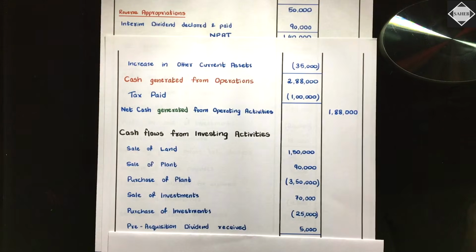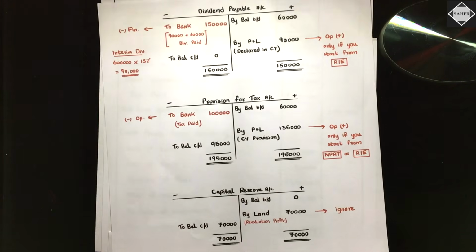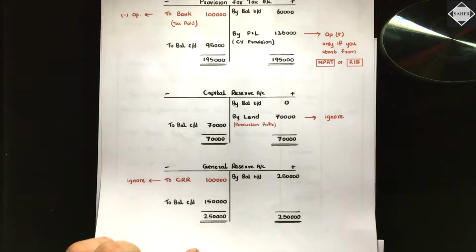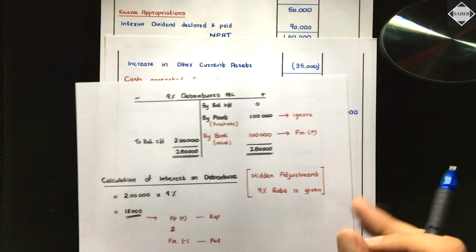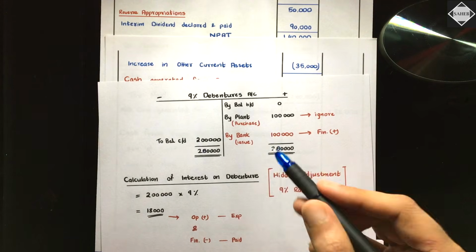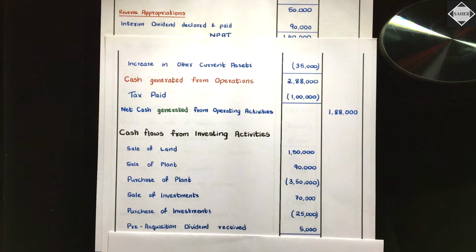Let's look in the dividend payable account. No, nothing. In provision for tax, no. Capital reserve, general reserve, nothing. It won't be there. In debentures also, it's not there. In the debentures account also, here you have purchased a plant, right? You have issued the debentures, but you have to ignore that completely. It's a non-cash thing. In the question also, there isn't anything.